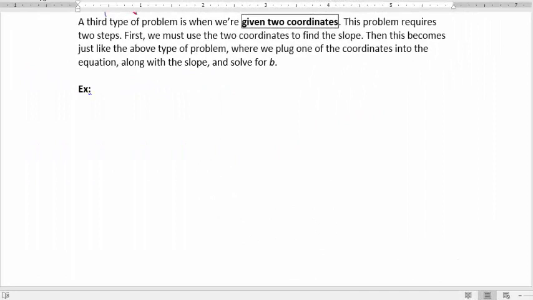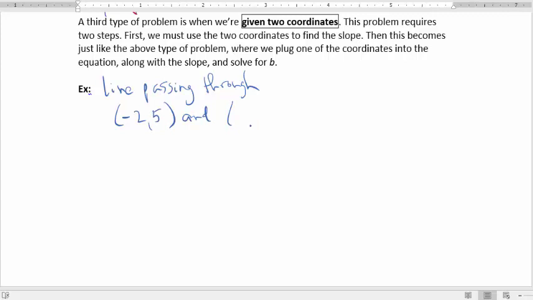So the last type of problem that we can have to find the equation of a line is if we're just given two separate points, right? Given two coordinates, neither one of which is the y-intercept. So let's say we have a problem that says find the equation of the line passing through, let's say, -2, 5, and 3, -5. Right, so we've got the line that passes through these 2 points.